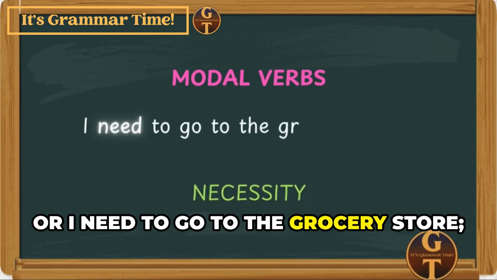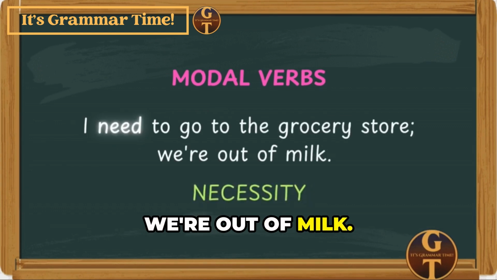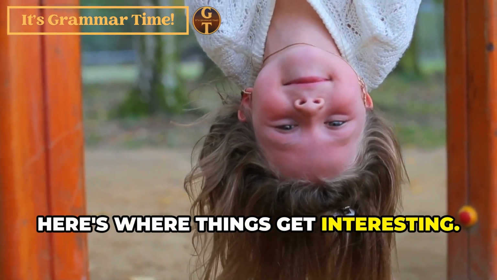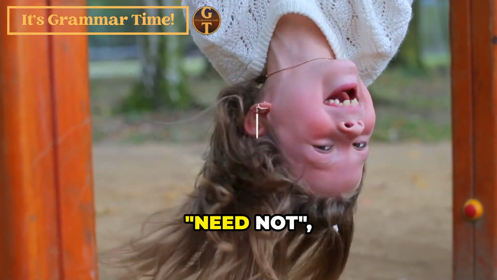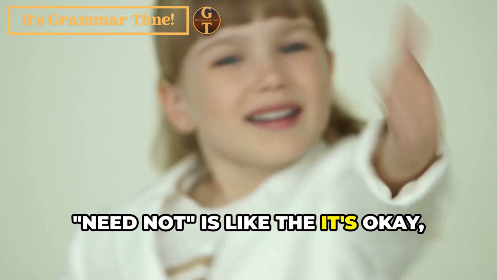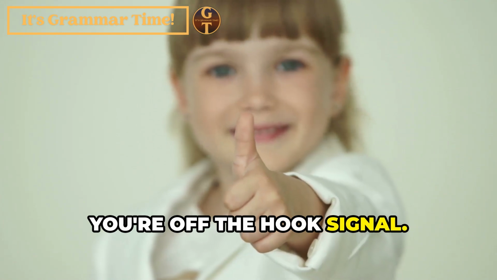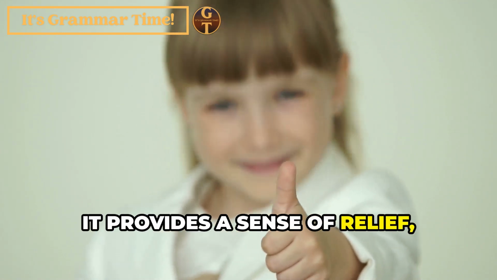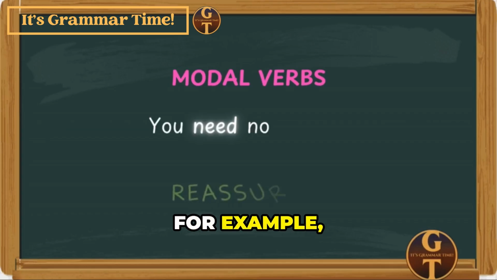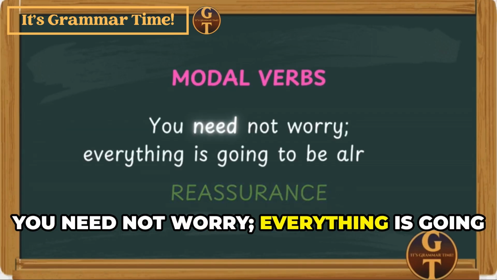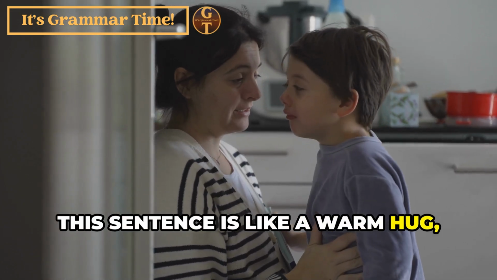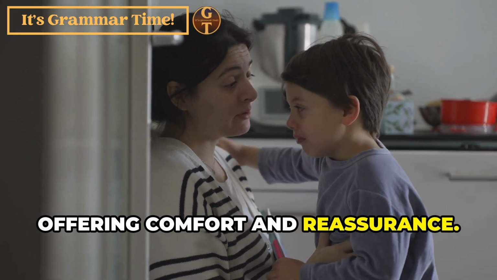Or, I need to go to the grocery store. We're out of milk. Here, need highlights a basic necessity. Now here's where things get interesting. The negative form, need not, flips the script entirely. Need not is like the "it's okay, you're off the hook" signal. It provides a sense of relief, letting us know that something is not necessary. For example, you need not worry, everything is going to be all right. This sentence is like a warm hug, offering comfort and reassurance.